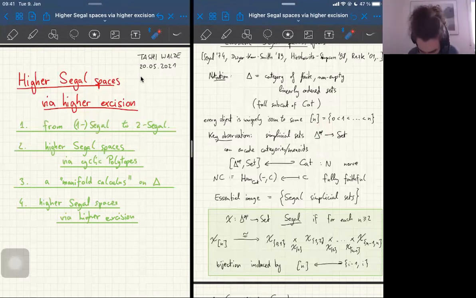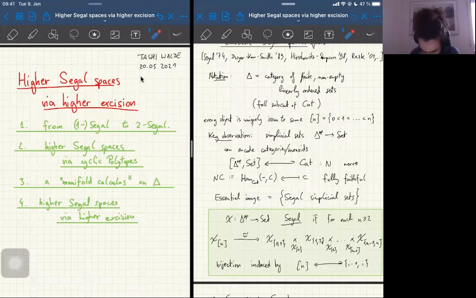The first main example of this is the nerve construction, which takes a category and assigns to it a simplicial set, so a functor from Delta op to Set, by mapping a category to this hom functor, where in the first variable we plug in our ordered set viewed as a category. The main point is that this functor is fully faithful, so the category is completely encoded in this nerve, and the essential image can be characterized as what are called the Segal simplicial sets. This is the notion we're going to be generalizing.